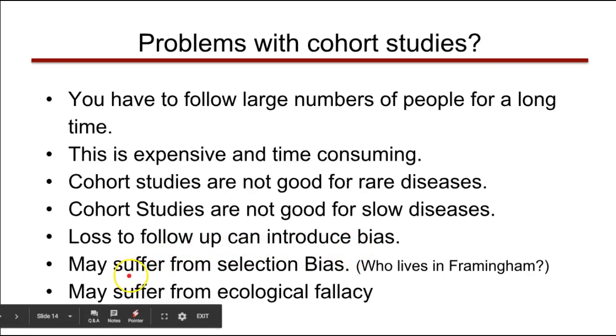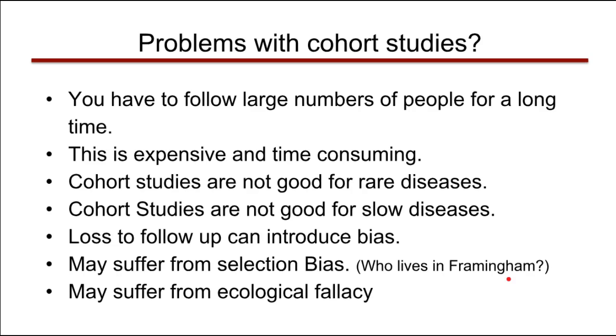There's also a thing called selection bias. What selection bias is, it's the bias of who we've placed in the study at the start. In this case, in the Framingham study, it would be who actually lives in Framingham, Massachusetts. Do these people represent others throughout the United States? And lastly, these cohort studies often suffer from the ecological fallacy.